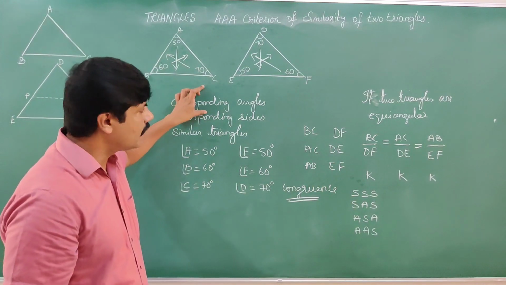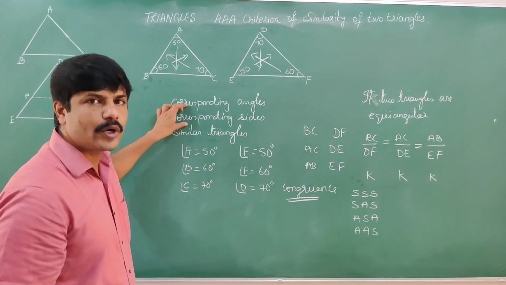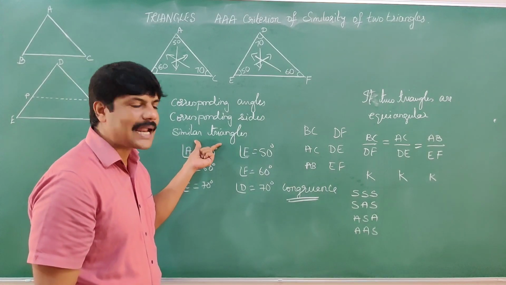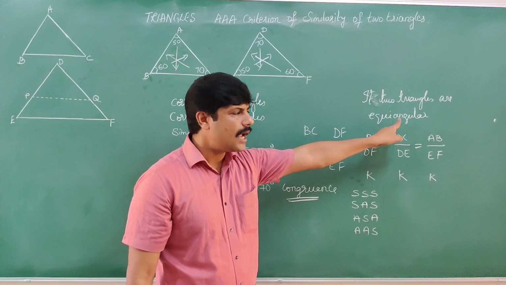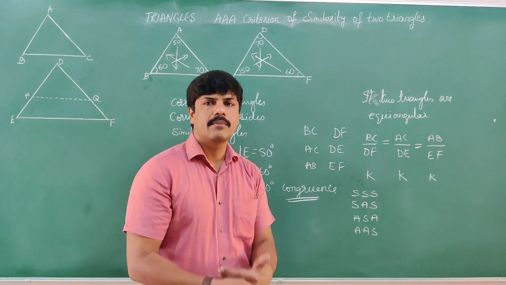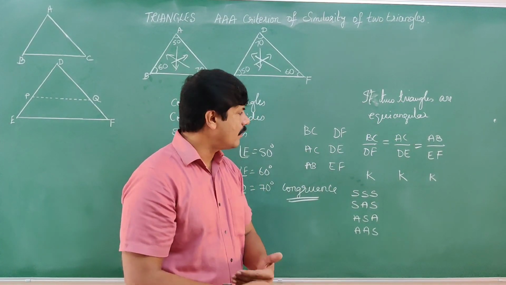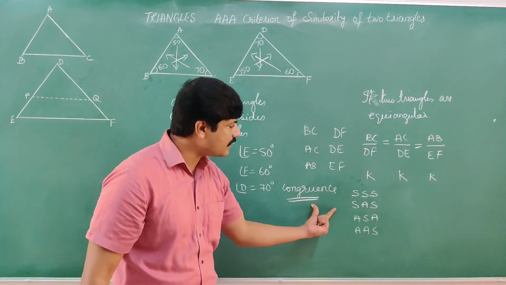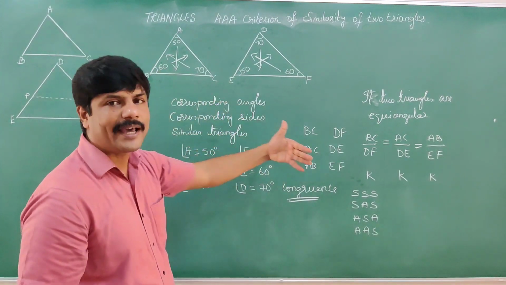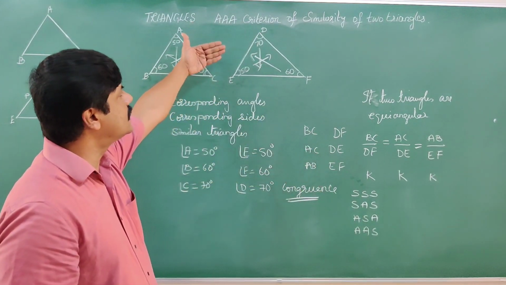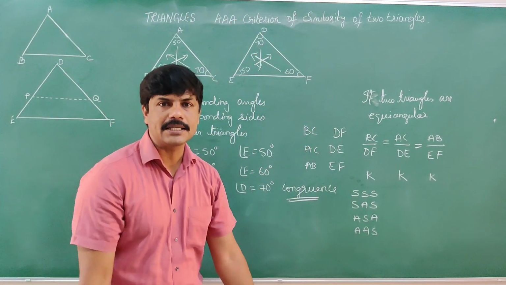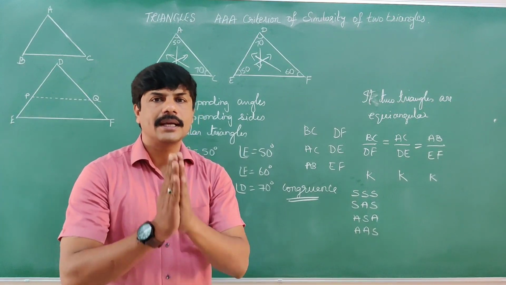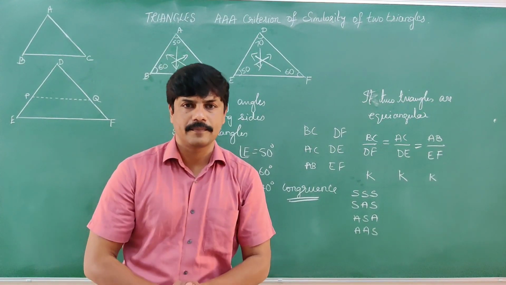Corresponding angles, meaning of corresponding angles, meaning of corresponding sides. What are similar triangles? Similar triangles must be equiangular, and their sides should be proportional. And then congruency of triangles. These are the four requirements to prove this theorem. Understand, children? Now we will enter into the theorem, how to prove it.